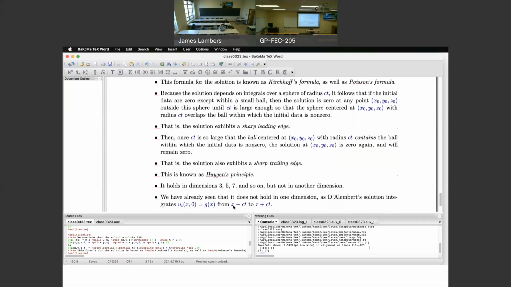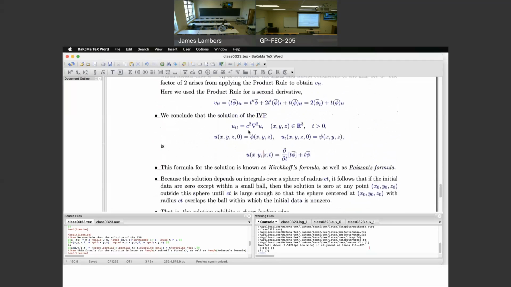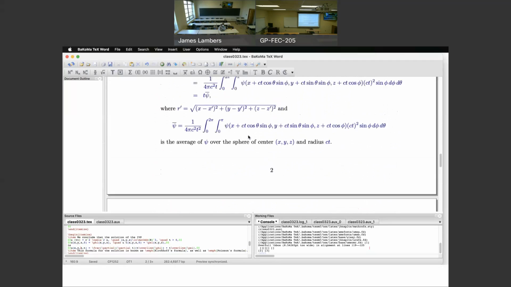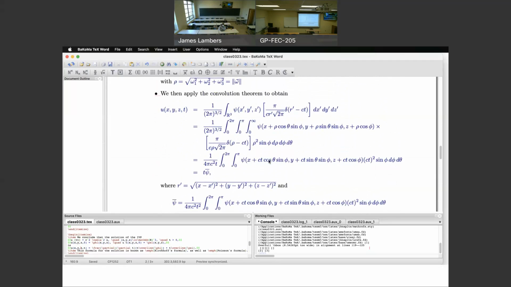And we can see that from D'Alembert's solution formula that involves the integral of the initial velocity, g, from x minus ct to x plus ct. So there's no possibility for a sharp leading edge or trailing edge in the 1-dimensional case. But for any odd dimensions beyond that, this is how solutions of the wave equation behave. And it's all because these average values only consider the boundary of the sphere, not the interior.